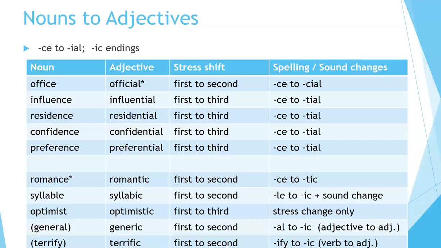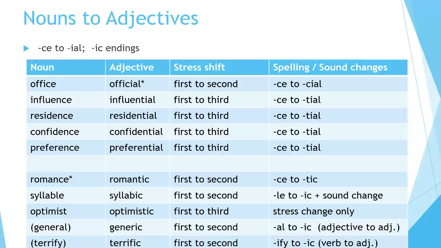The next one is optimist. Optimistic. Again, we go from the first syllable to the third syllable. This is a stress change only. We just added the IC. We didn't change the spelling at all. The next two are very different. We have general and generic. Now, both general and generic are adjectives in this case. And the stress shifts from the first to the second syllable. AL to IC. This is from an adjective to another adjective.